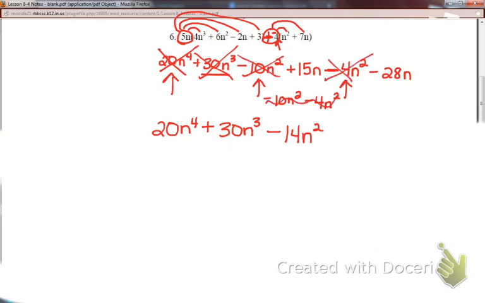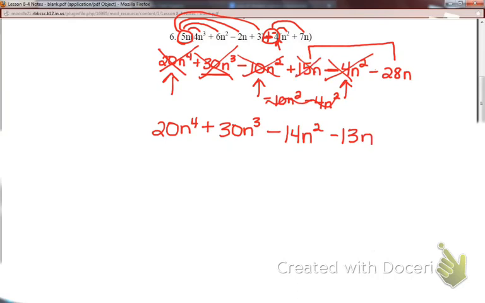Done with that. And then lastly, just any plain old n's. And I have two of them here. I have a positive 15n and then a minus 28n. So 15n minus 28n, oh, that's -13n. 15 minus 28 is -13.